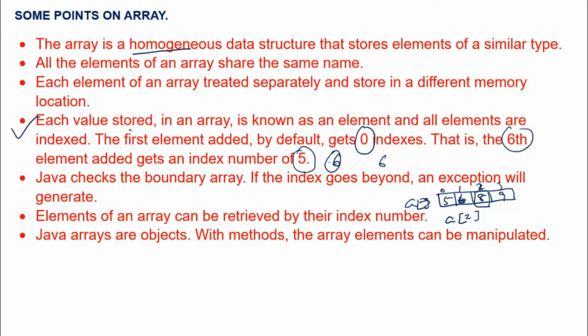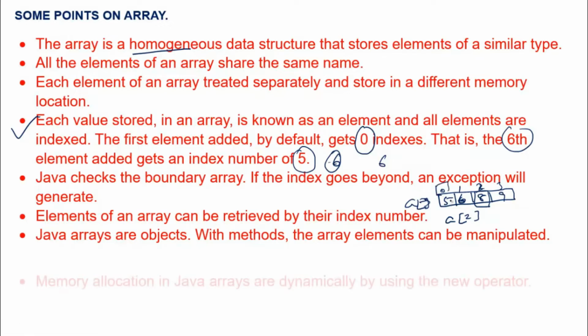Each value stored in an array is known as an element. These are the elements: 5 is an element, 6, 8. All elements are indexed, so these are the indexes 0, 1, 2, 3. The first index is 0, because indexing starts with 0.